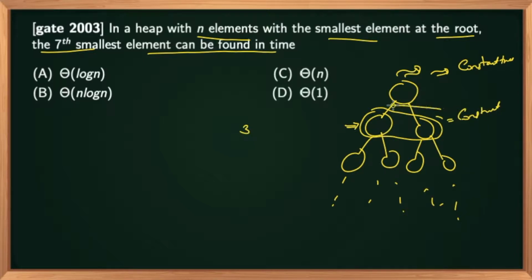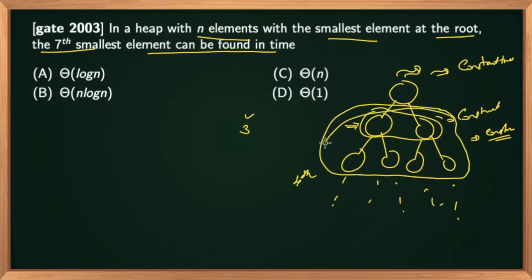The third smallest element will be at maximum at depth 2, right? So basically you have to compare these 6 elements to find the third smallest element. That's also constant time, right? Because whatever the size of the heap, you always have to compare the 6 elements to find the third smallest element. Similarly, the 4th smallest element will be at maximum up to here, right? So 5th, 6th, 7th, or 8th, or 9th. Basically what I want to say is, the 7th smallest element will be at maximum distance 6, right?